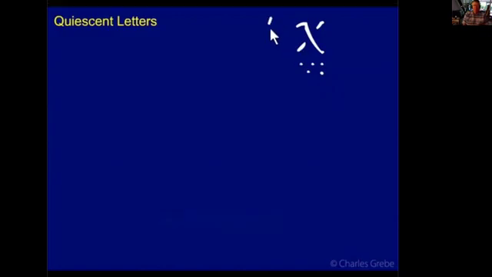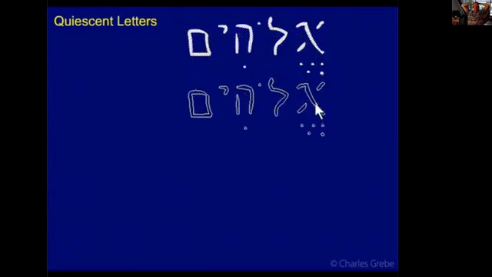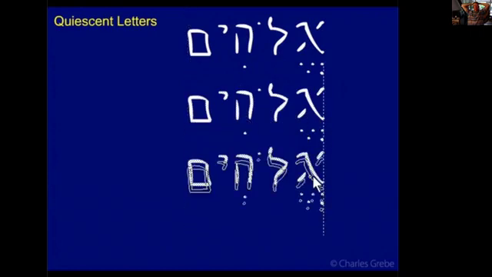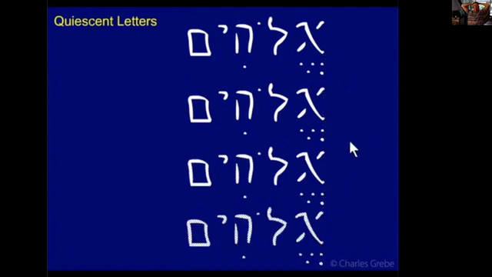Elohim is the word I want here. God. Elo. And actually I'm going to copy this. So we need it 4 times. Let's see if we can fit it on this page. 2, 3, 4. It's a little squished, but okay.